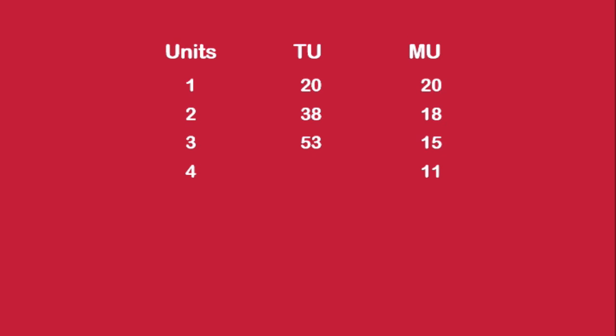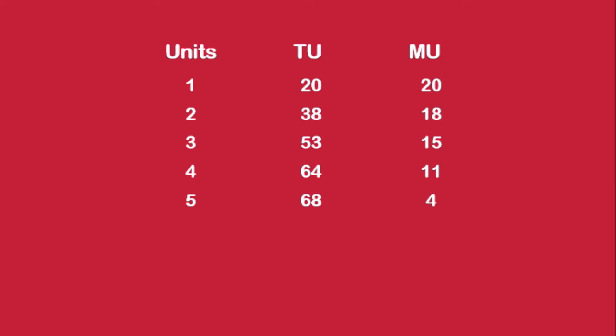Marginal utility of the fourth apple is 11 units. It goes without saying, he wants to pay only 11 rupees for the fourth apple. Total utility of the four apples is 64 units. Marginal utility of the fifth apple is 4 units. Total utility of the 5 apples is 68 units.